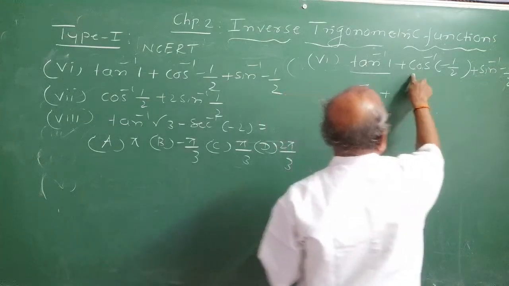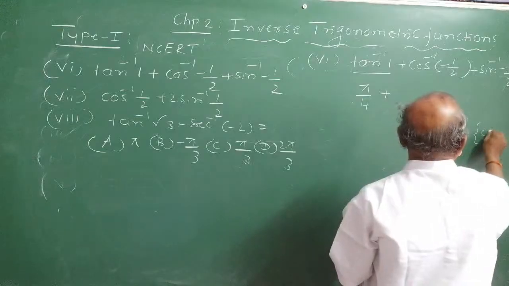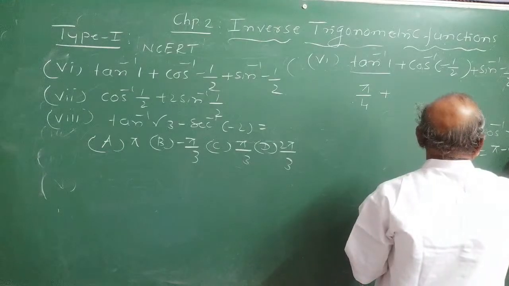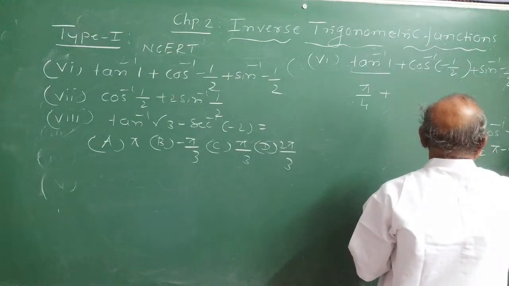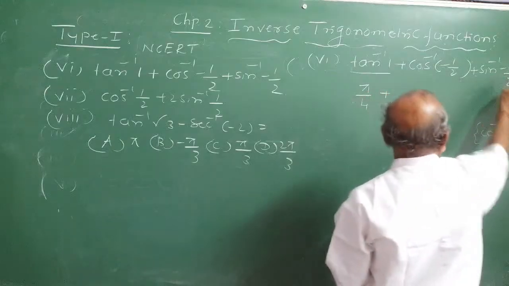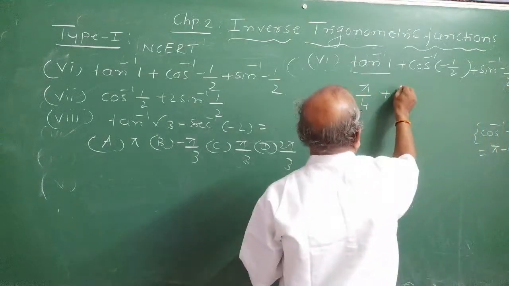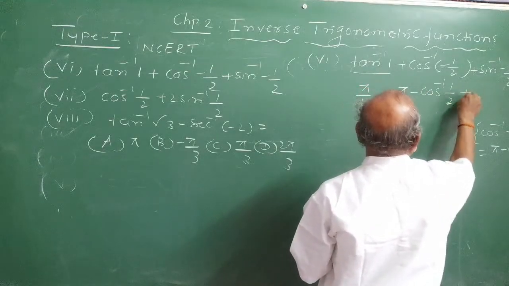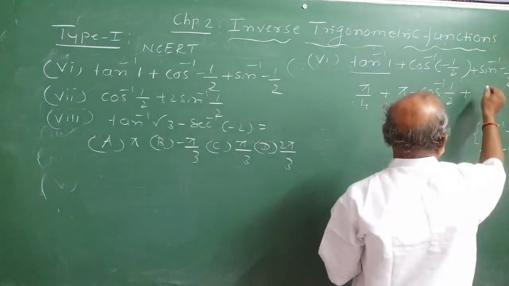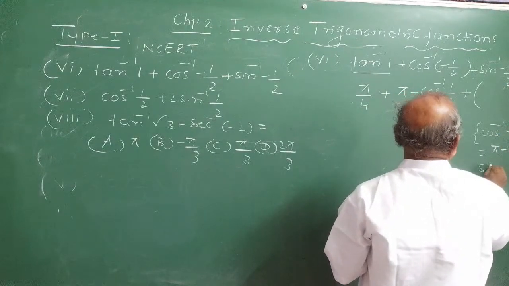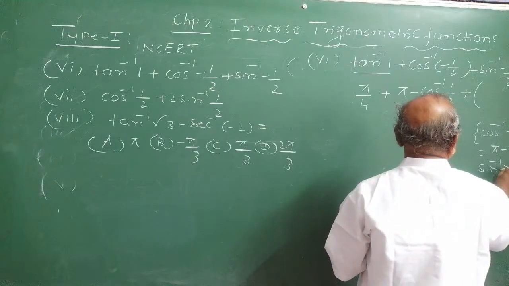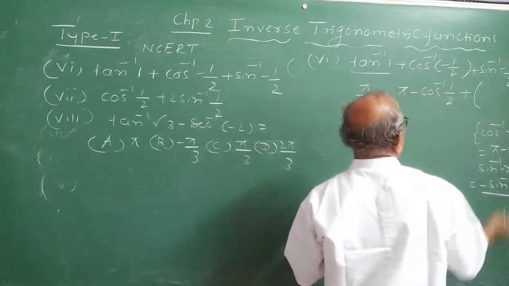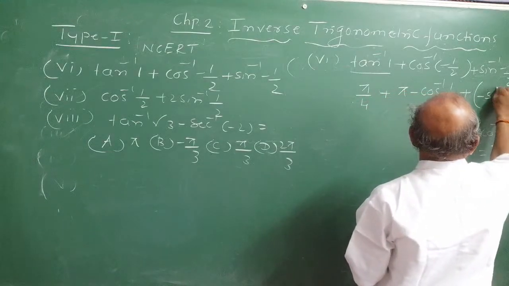For the first term, you can directly write the value as pi by 4. But you know that cos inverse minus x is equal to pi minus cos inverse x, because cos inverse x is negative in the second quadrant. Sin inverse minus x is minus sin inverse x. Let me write it as pi minus cos inverse 1 by 2 plus sin inverse minus 1 by 2, and sin inverse minus x, we proved it as minus sin inverse x. Check the property list. Minus sin inverse 1 by 2.